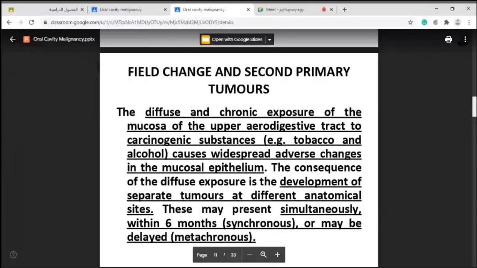Maybe a primary in the floor of the mouth. These may present at the same time. That's to say, we do resection of this tumor and we do reconstructive surgery. Maybe after 2 or 3 years, less or more than 6 months, the patient may present with another primary tumor in the right side. This is not recurrent. This is another primary. We call it metachronous tumor.